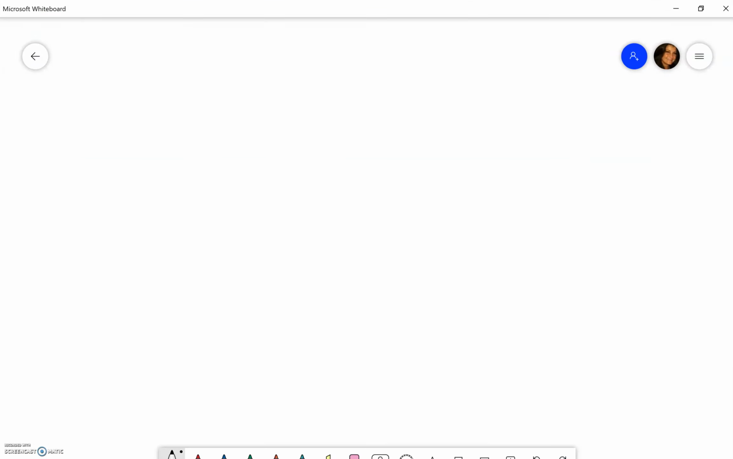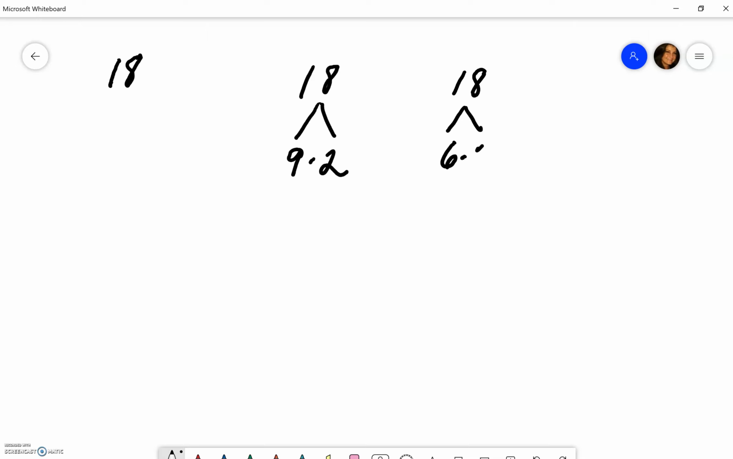So again, the goal is prime factorization. So they have given you a number, 18. So you've got to think about your multiplication table. So if I write it using the tree method, I'll say, okay, well, I know that 9 times 2 equals 18. You could have also used 6 times 3. That would have been acceptable. But I'm just going to go ahead and start with 9 times 2.